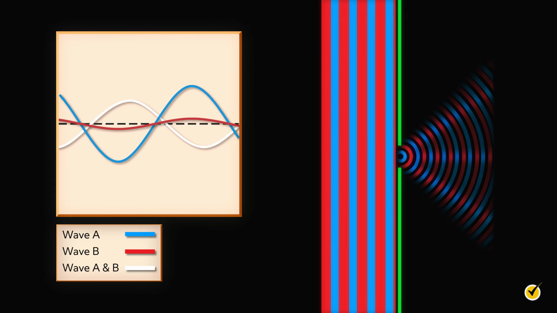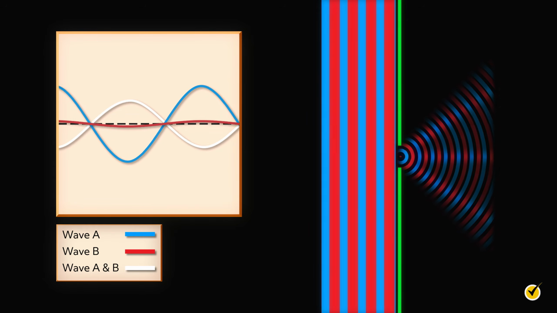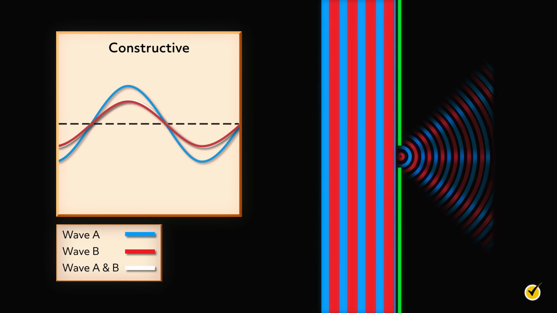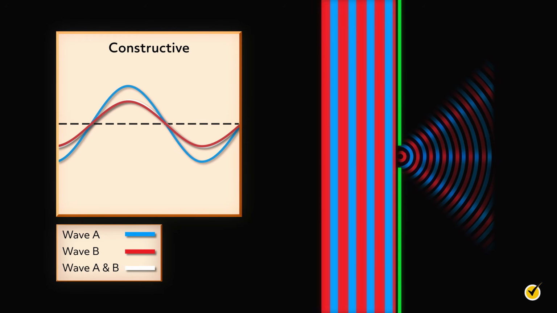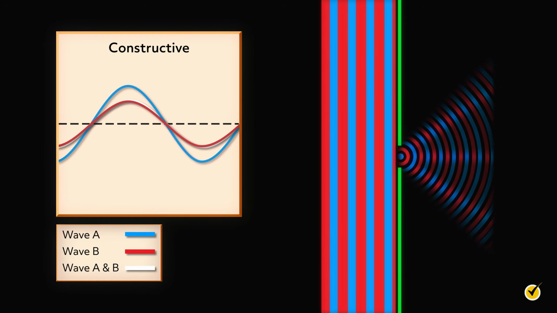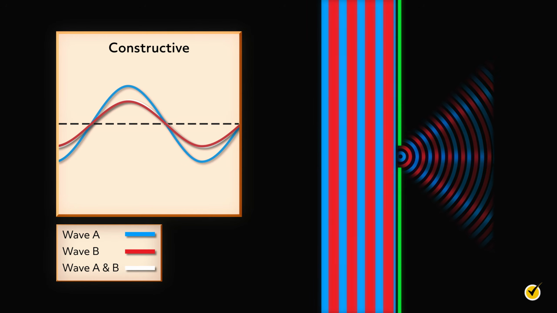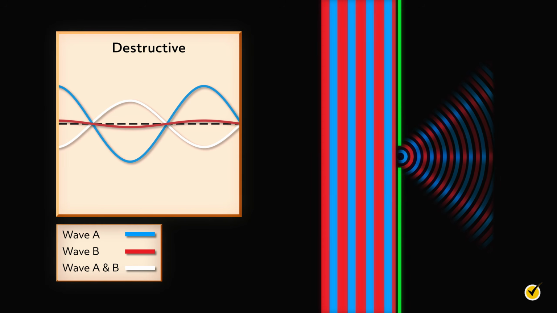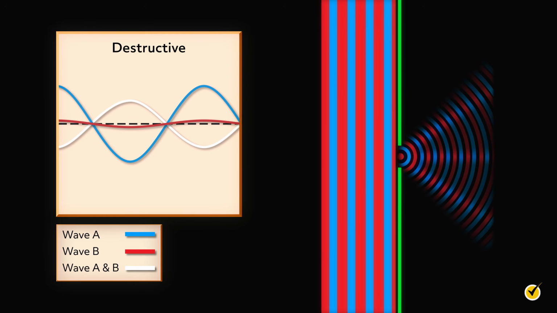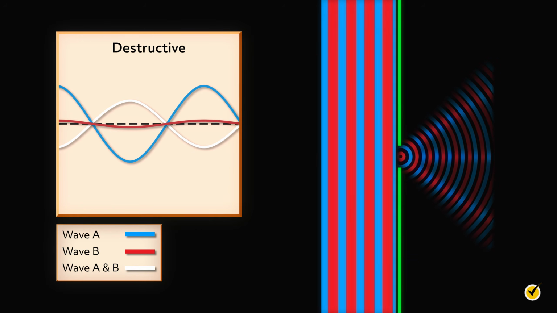The bright spots in the pattern, which we call maxima, are created through constructive interference, where the light waves meet up crest to crest or trough to trough and are combined, increasing the amplitude. The minima are created by destructive interference, where the light waves meet up out of phase, or crest to trough, and cancel each other out.